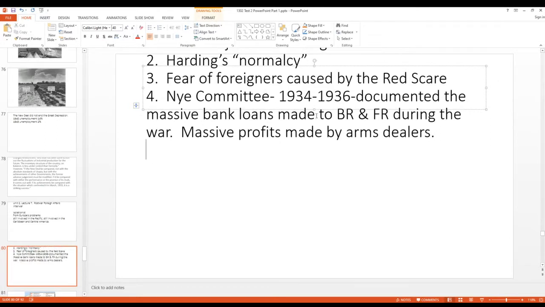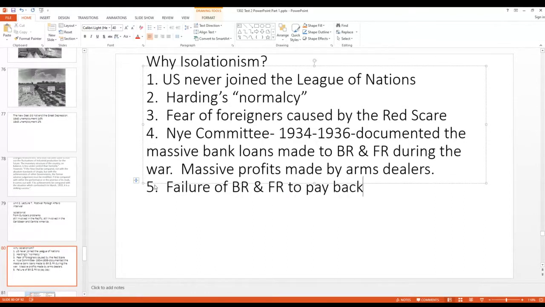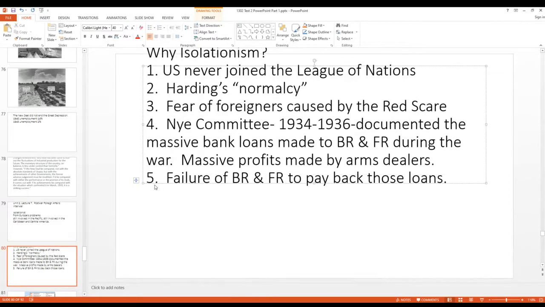And then finally, since we brought up the bank loans issue, Britain and France were having trouble paying the loans back. It really didn't feel like they should have to. So why does Britain not want to pay their loan, or France want to pay their loans back?